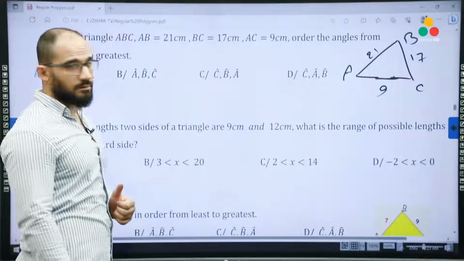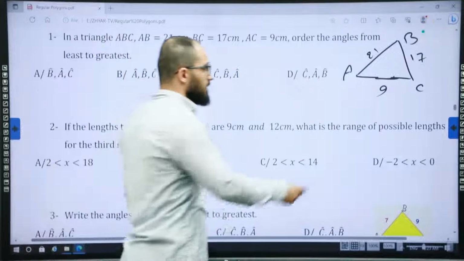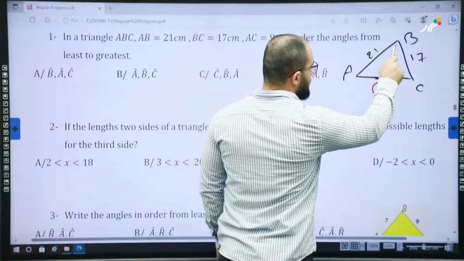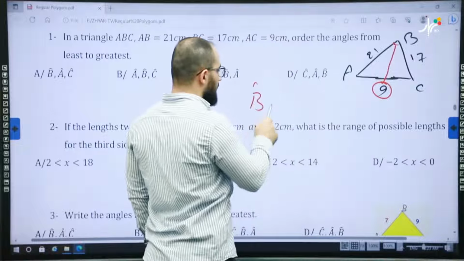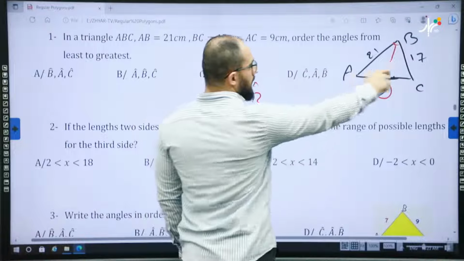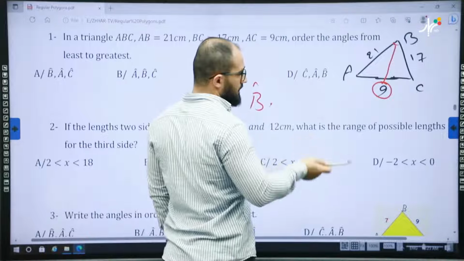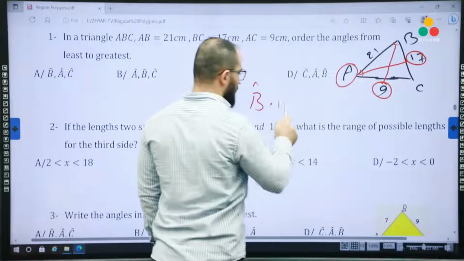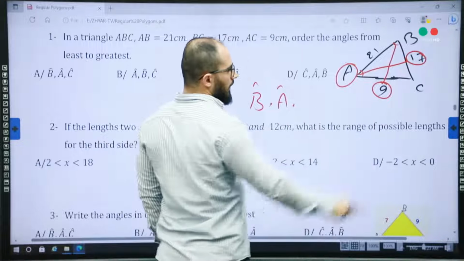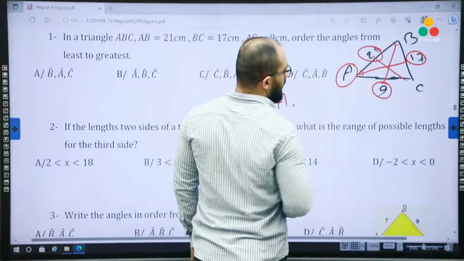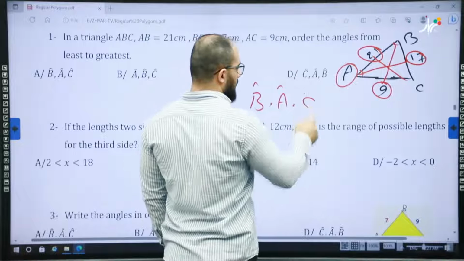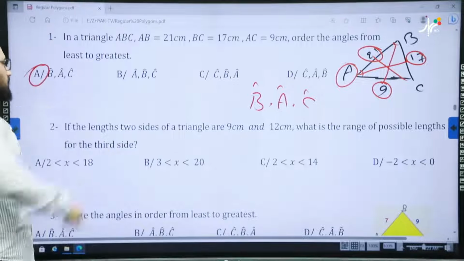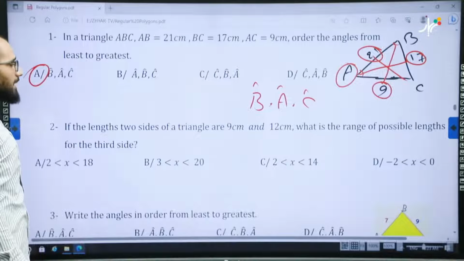So which number is the smallest? The smallest number is 9. The angle across from 9 is B, so the smallest angle is B. After that, 21 and 17, which one is smaller? 17. Across from 17, we have angle A. Then finally we have 21, and across from 21 we have C. So B, A, C. The first choice is the correct answer.